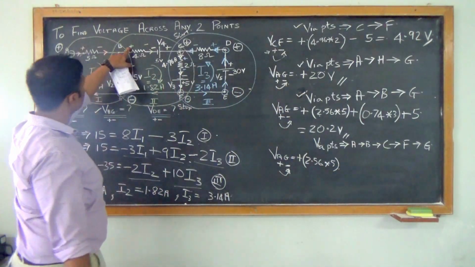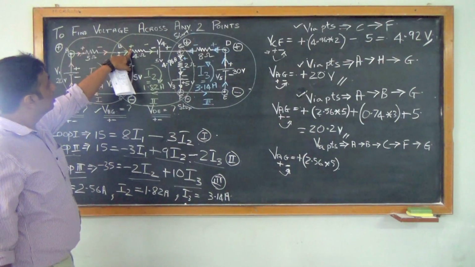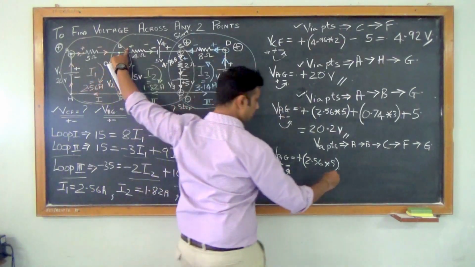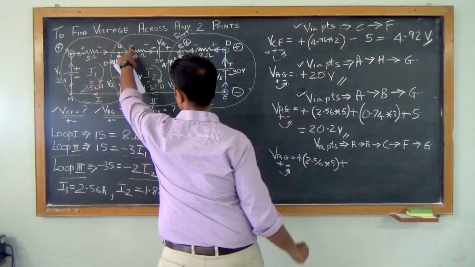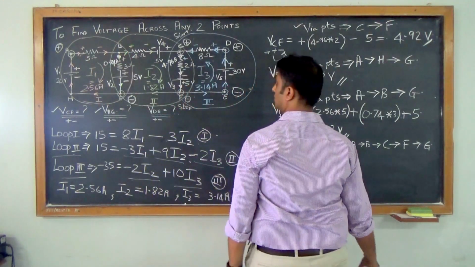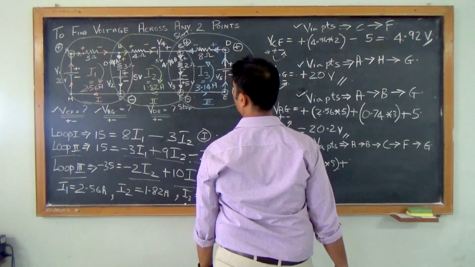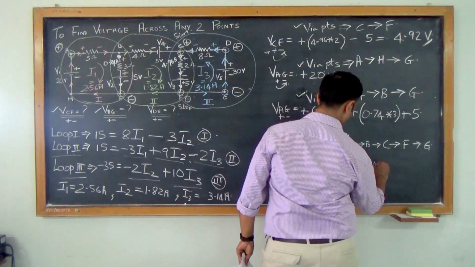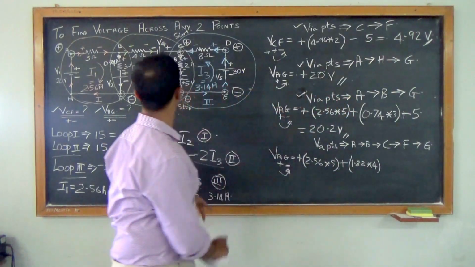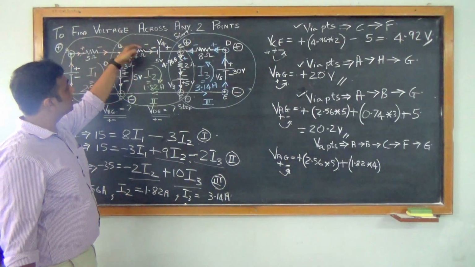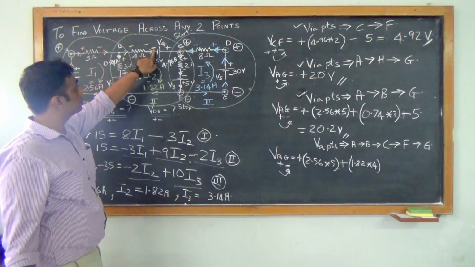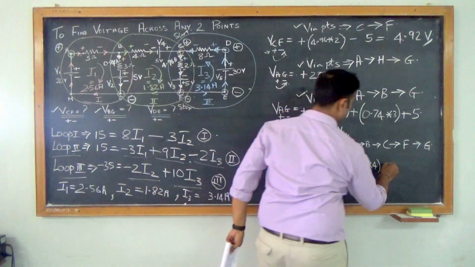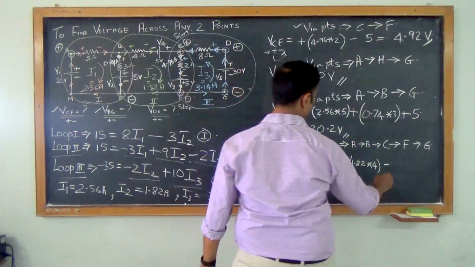Then I have another terminal, from B to C, which is positive in nature. So positive into positive is positive. So it will give me I2 into 4. So 1.82 into 4. And after completing this, it goes to the negative terminal, which is the first terminal of V4. So positive into negative gives me negative, which is 5 volts.